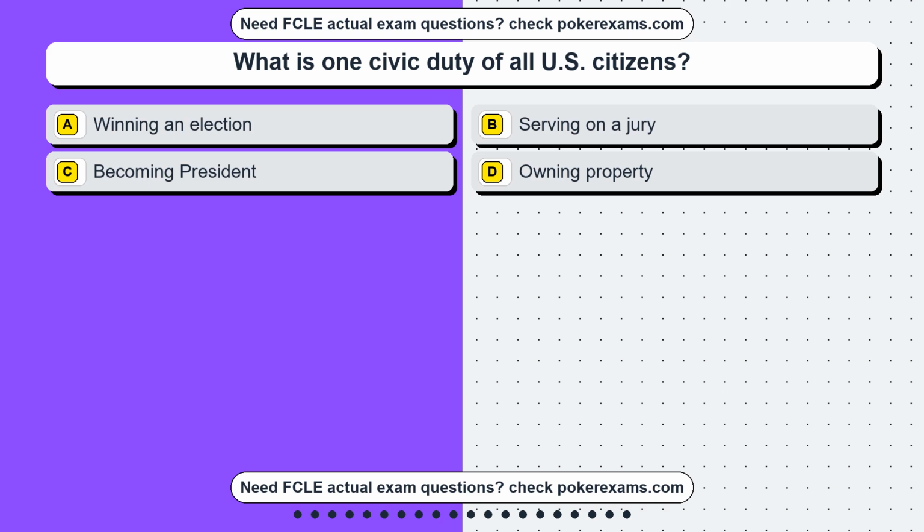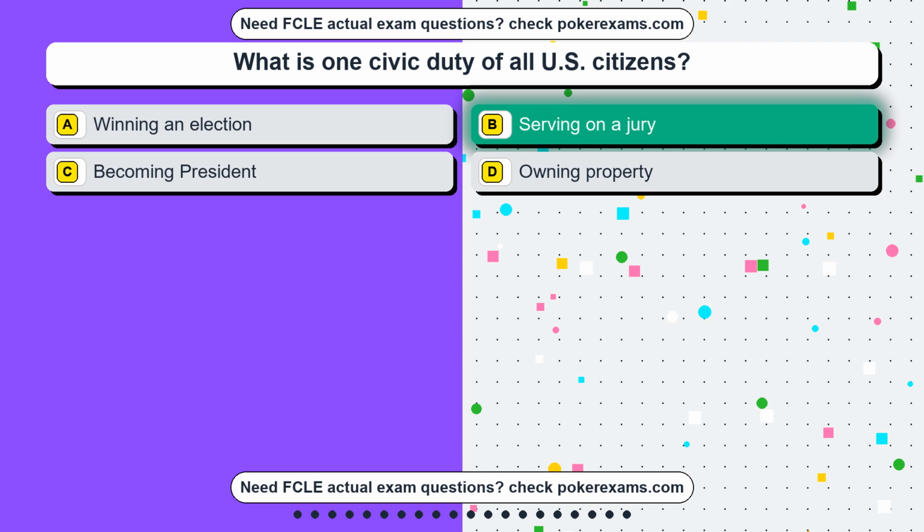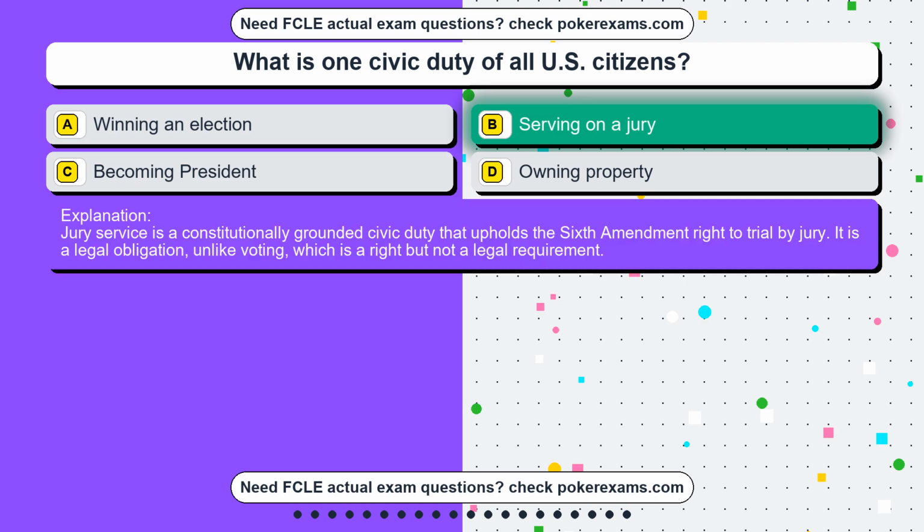Question 19. What is one civic duty of all U.S. citizens? Option A, winning an election. Option B, serving on a jury. Option C, becoming president. Option D, owning property. The correct answer is option B, serving on a jury. Jury service is a constitutionally grounded civic duty that upholds the Sixth Amendment right to trial by jury. It is a legal obligation, unlike voting, which is a right but not a legal requirement.